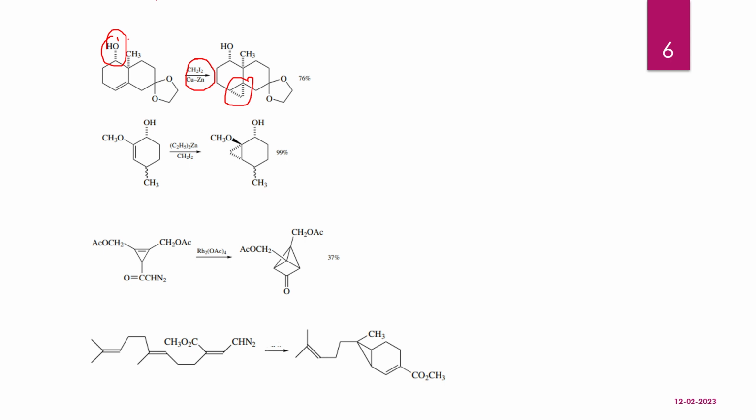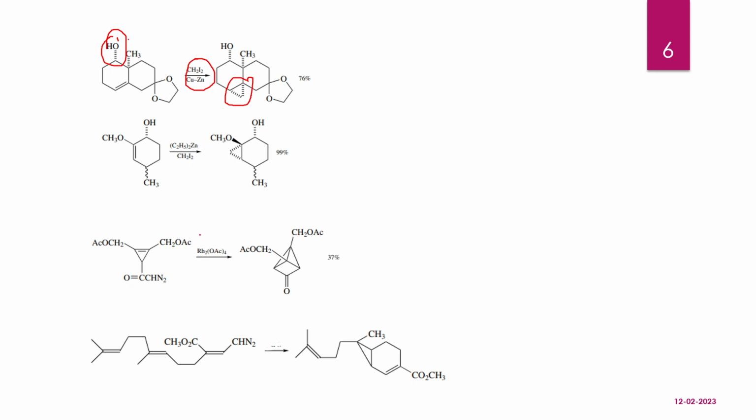So our next reaction is this one. Here also, because of this OH group, the ring is forming below the plane, and as it is forming below the plane, automatically the OMe will go above the plane. So our next reaction is this one.